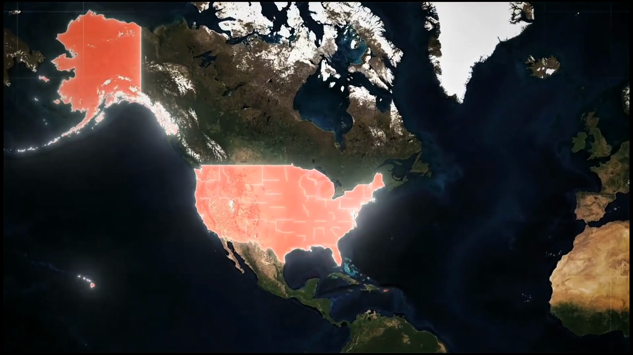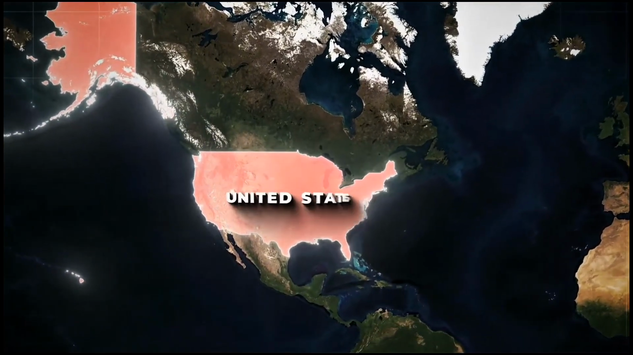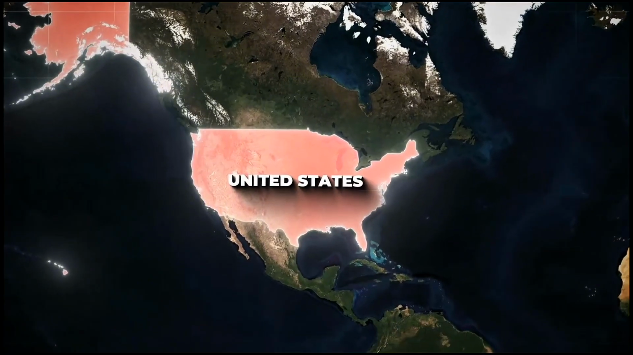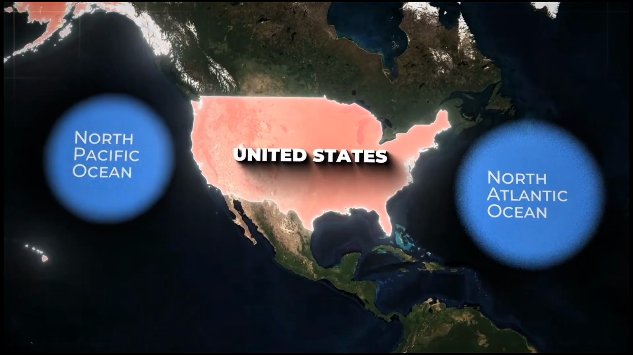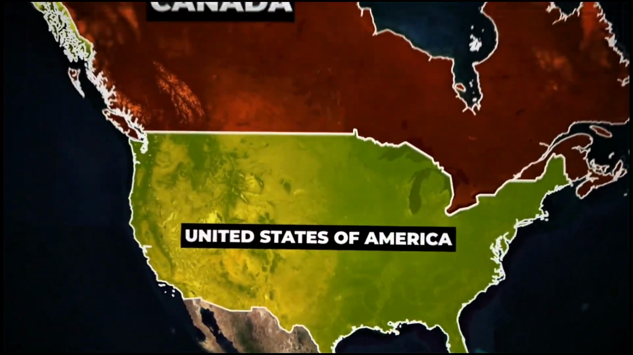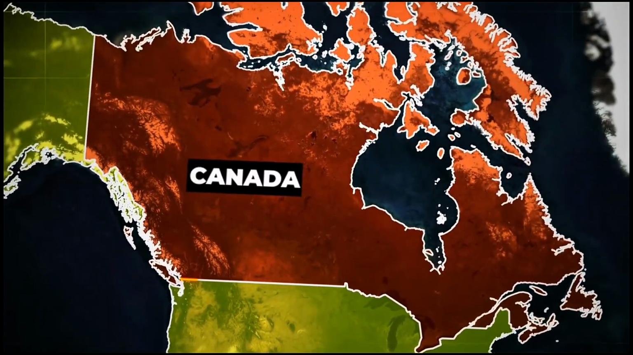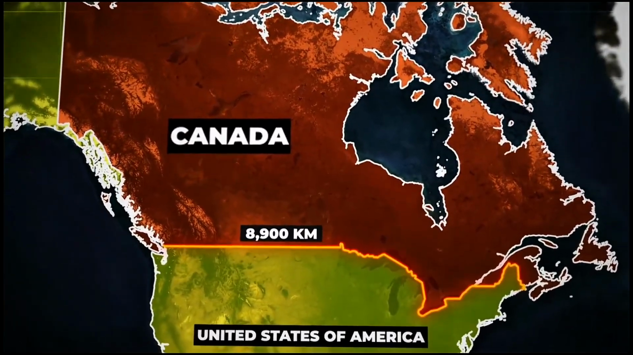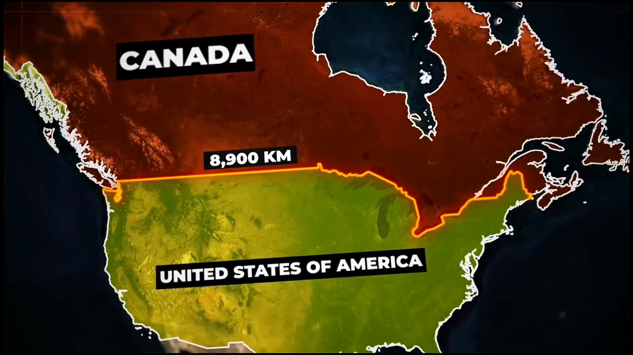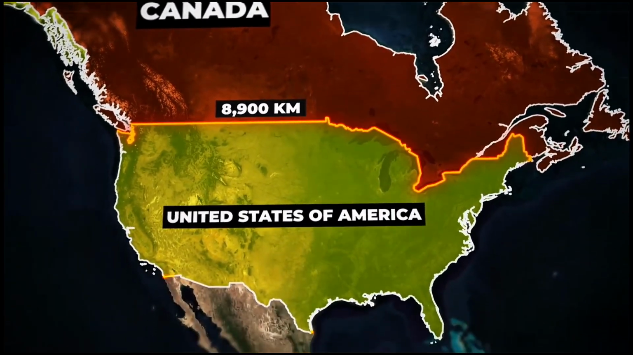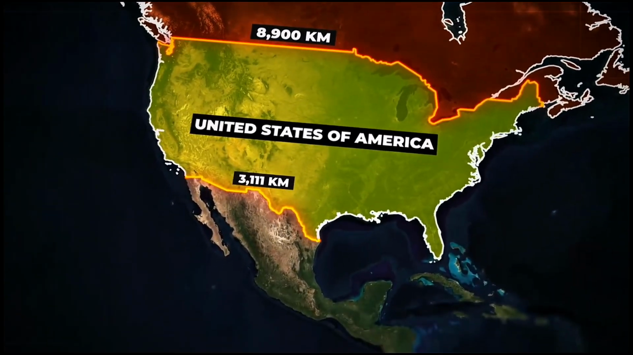The United States of America, commonly known as the US, is a vast country located in North America. It stretches from the Atlantic Ocean in the east to the Pacific Ocean in the west. To the north, the country is bordered by Canada. This 8,900 km long border between the US and Canada is the longest international land border in the world. To the south, the US shares a 3,111 km long border with Mexico.